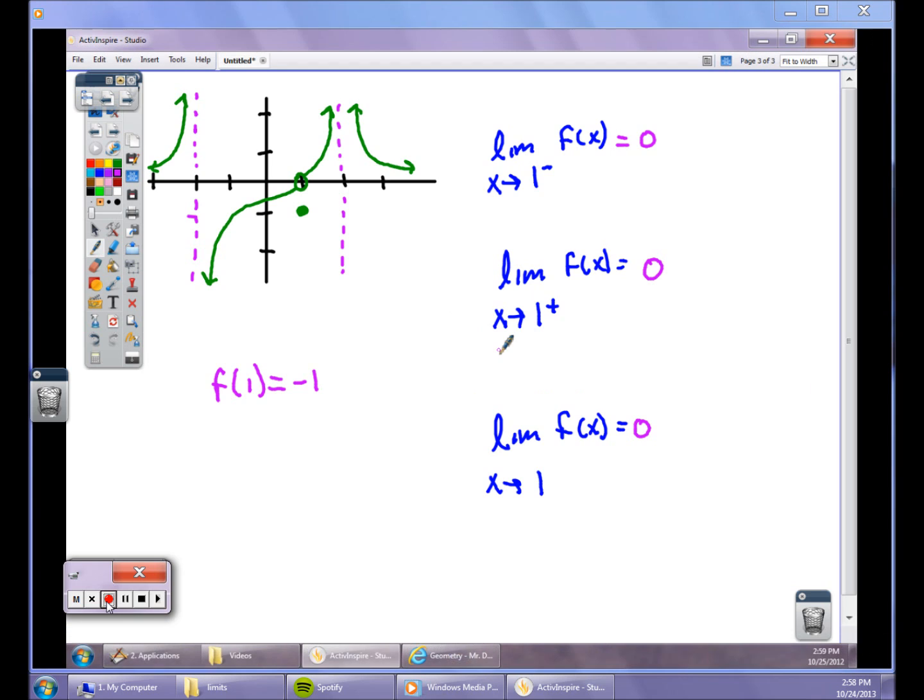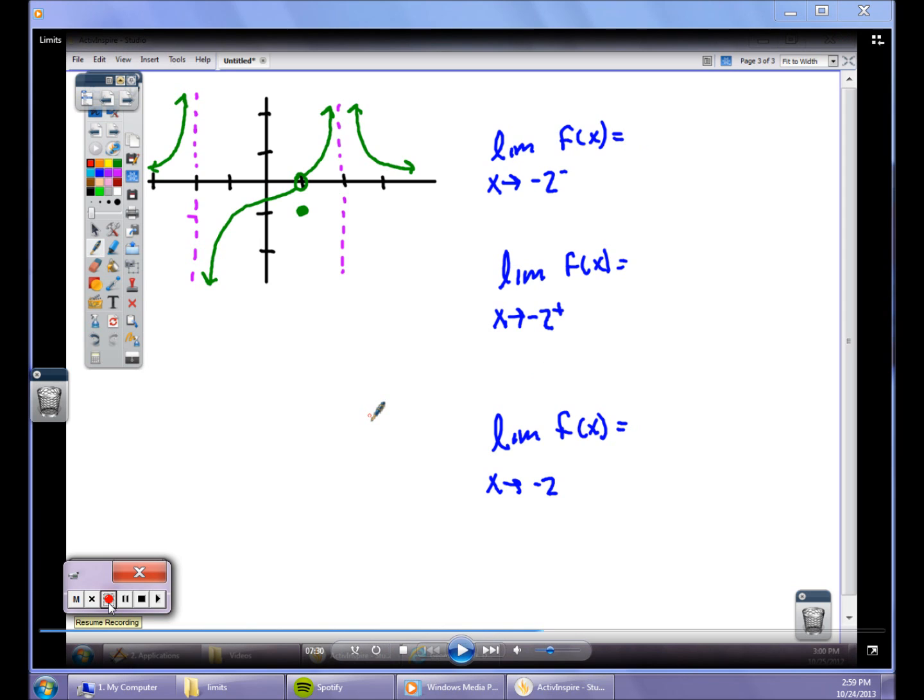Now, if I were to ask you to evaluate the function at f of 1, the function has a value of -1. The limit, though, is 0. The function does not have to have the same value as the limit. The limit is just what is this graph approaching? Well, it's approaching 0. Once I finally get there, evaluating it at f of 1, I would jump to -1.